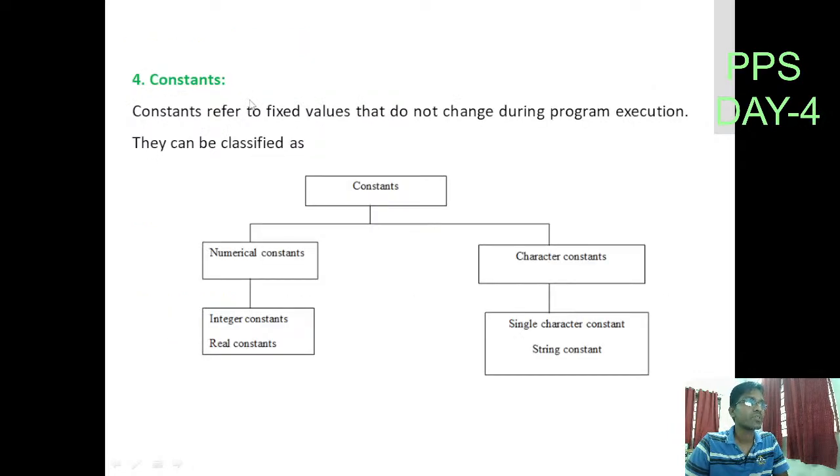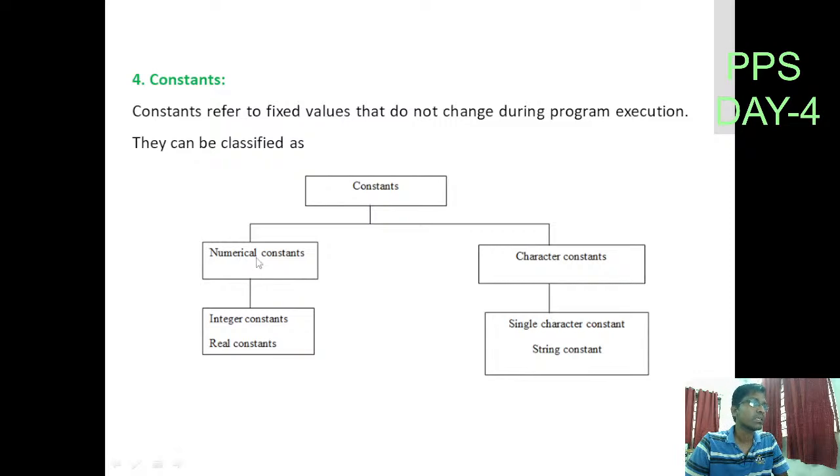The next one is constants. What is a constant? As I said, it refers to a fixed value. That value cannot change at the time of execution of the program. That is called a constant. In the C programming language, we have two types of constants: numerical constants and character constants. Numerical constants come under integer constants and real constants. Character constants come under single character constants and string constants.